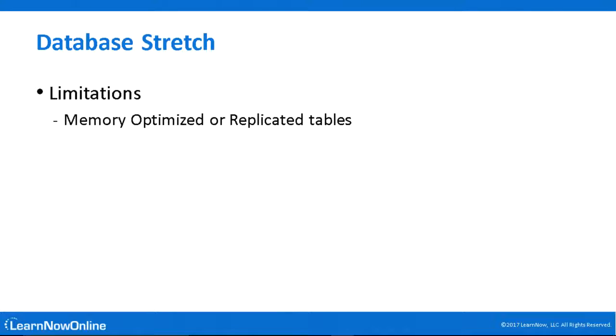The first limitation is memory optimized or replicated tables. This is on your source database on-premise. Now, that doesn't mean you can't do it once you put it in the cloud, meaning you could probably create a memory optimized table in the cloud or replicate a table in the cloud. But on-premise, this is a total restriction.